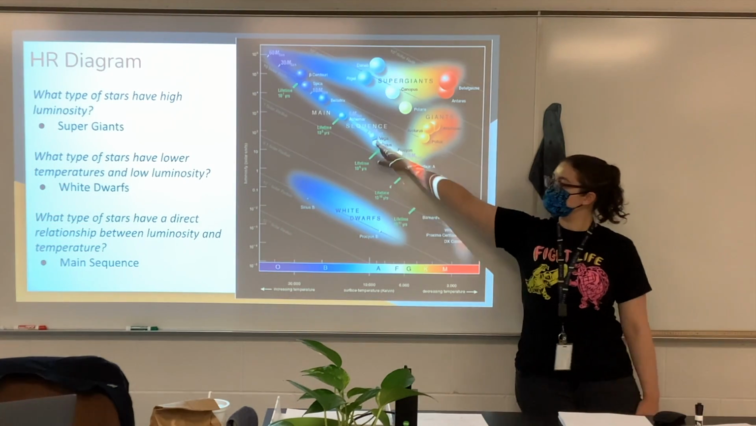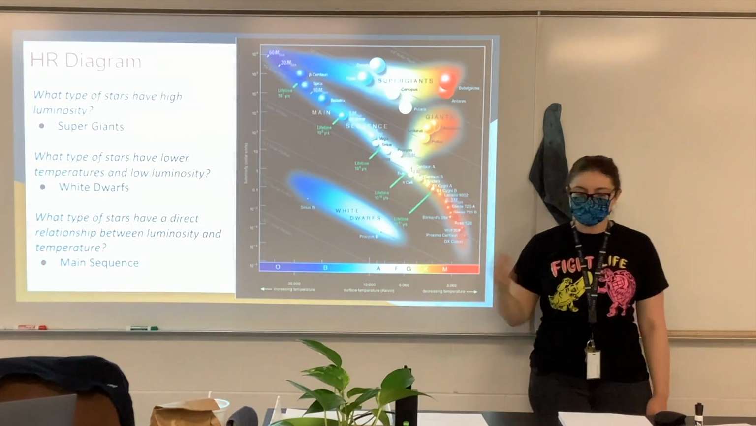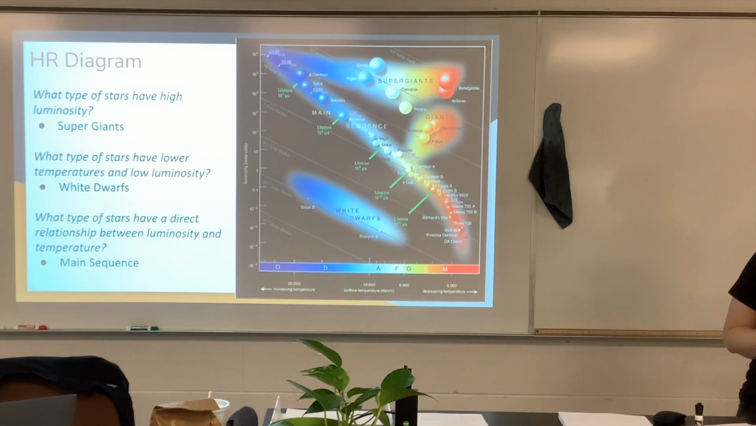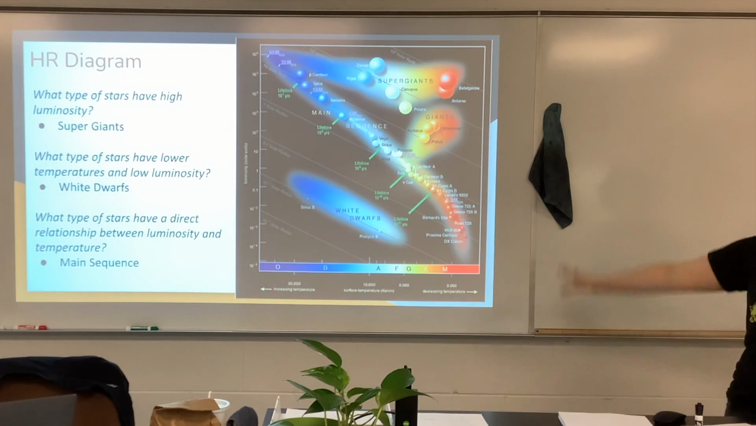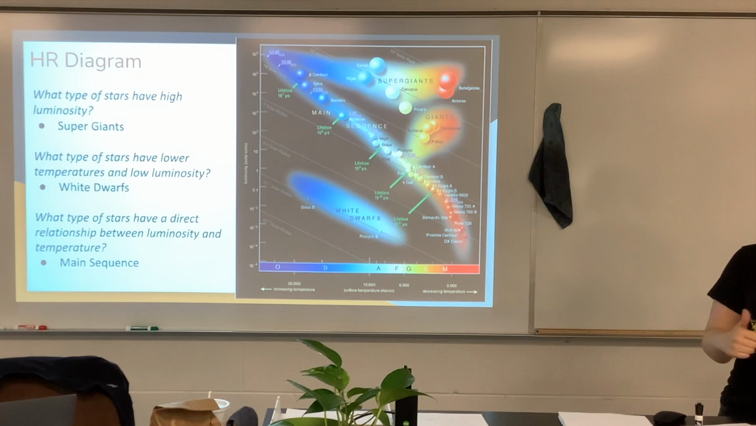And most of a star's lifespan is spent as a main sequence star. We'll talk about that as we get into the different stages of stellar evolution. But those are the big sections of the Hertzsprung-Russell diagram, and we're going to see this diagram a lot as we talk about stars.